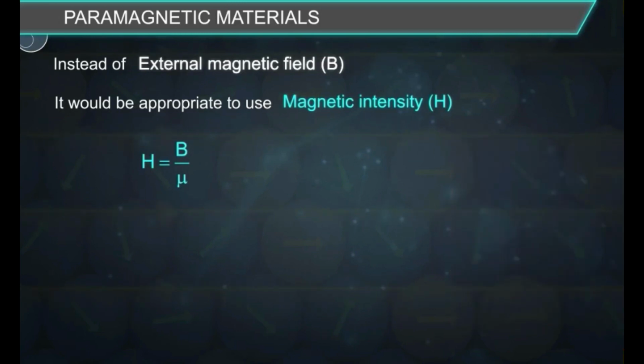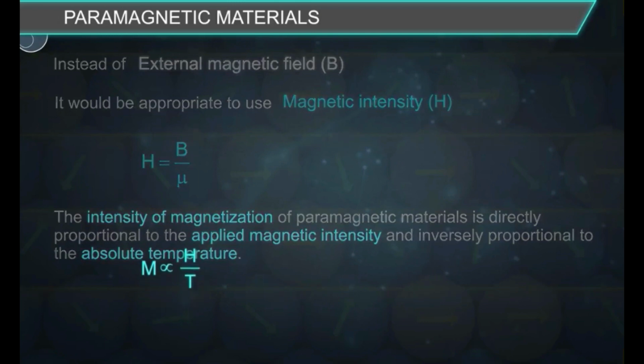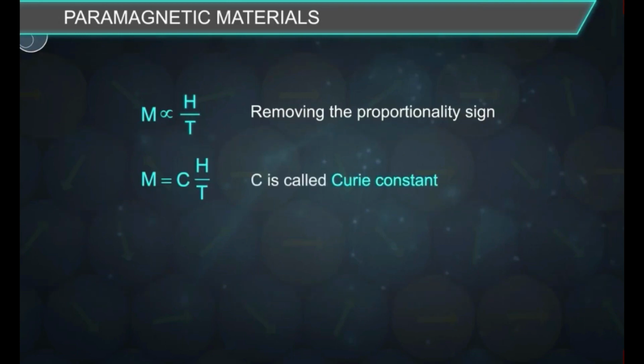Therefore, we can say that the intensity of magnetization of paramagnetic materials is directly proportional to the applied magnetic intensity and inversely proportional to the absolute temperature. M is proportional to H by T. Removing the proportionality sign, the equation can be written as M is equal to C into H by T. Here, the constant of proportionality C is called the Curie constant.